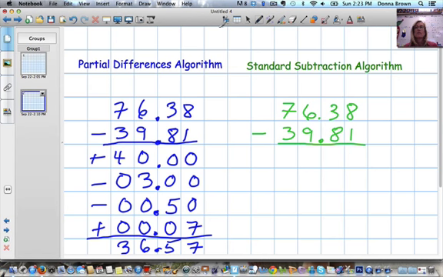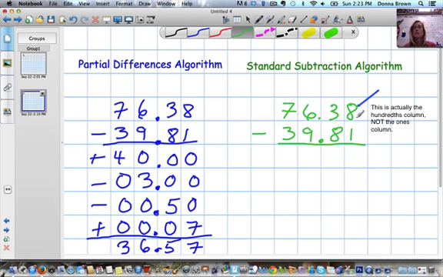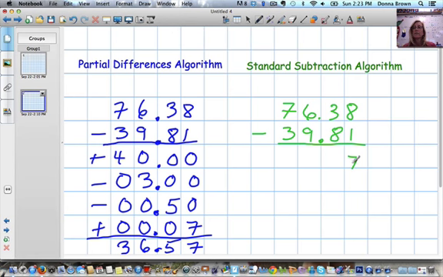And then let's do the same thing using the standard algorithm. Starting on the right side, the ones column, 8 minus 1 is 7. The next one, we can't subtract an 8 from 3, so we're going to move over here, borrow from this 6, rewrite it as a 5, and then we are going to rewrite this now as 13 instead of 3. So 13 minus 8 is 5.